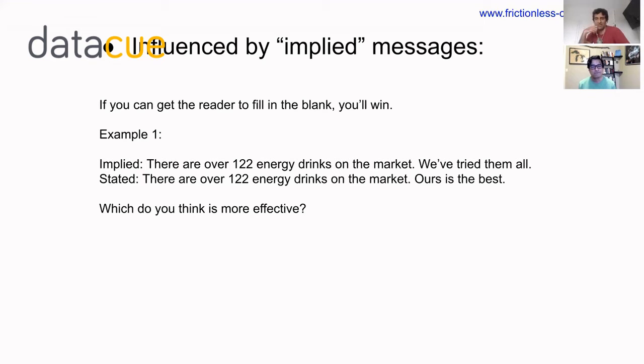Because you're basically making a claim which you can now justify, because you've said that you've actually tried them all, versus maybe the stated one is making a claim which no one can actually know if you have the right to make that claim.